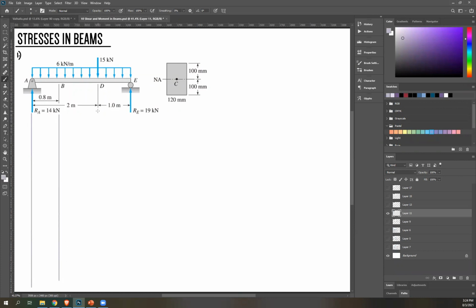So try to draw guidelines along points of interest. Usually, those are at, again, supports and at application of forces. Okay. So the reactions are already given, 14 and 19, so I don't need to solve for that for now. So let's start now with the shear diagram. Again, starting at 0. There's an upward force here, 14. So you go up by 14.